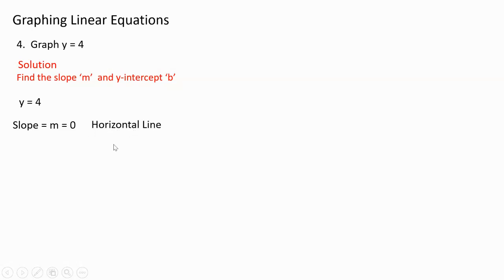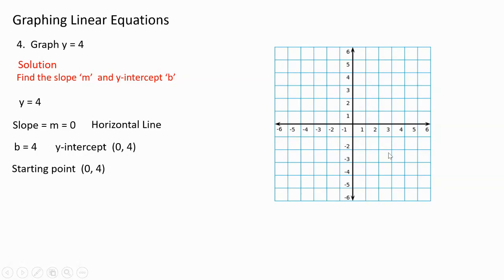So we know it's going to be a horizontal line, and the b, which is the y-intercept, will be (0, 4). So this line is going to be a horizontal line starting at (0, 4) up here. Then we pick another point anywhere on the horizontal line. So that's my line. Observation: when the equation is y equals a number, it's going to be a horizontal line at that number.